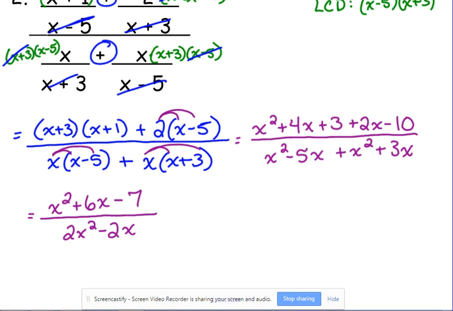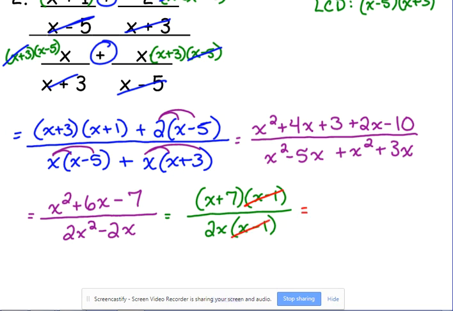Can we factor? Yes. X plus 7 times x minus 1. Positive 7 times negative 1 is negative 7. Positive 7 plus negative 1 is positive 6. In the bottom, it's a GCF. If we take out 2x, we're left with x minus 1. We can cancel the x minus 1, so our final answer is x plus 7 over 2x. Ta-da.